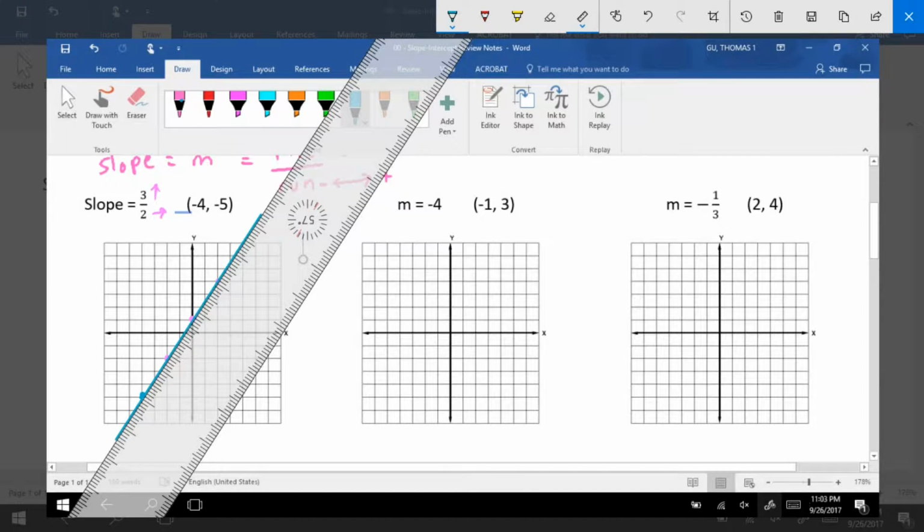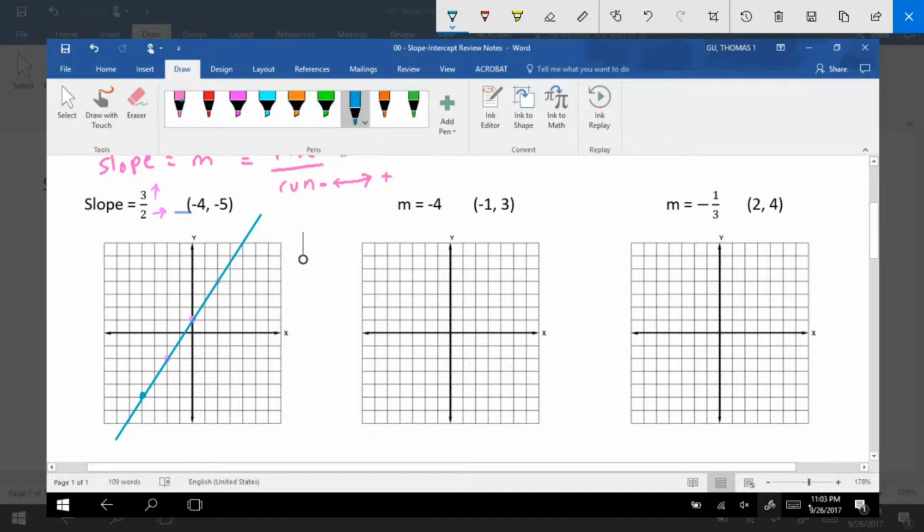But there's something important about this. I just drew this line, but without the arrows, I don't know that this line goes on forever. These lines run forever, so you need to make sure you draw the arrows on both sides, okay? Draw the arrows to let me know that this line's going on forever. Okay, let's move on to number 2.